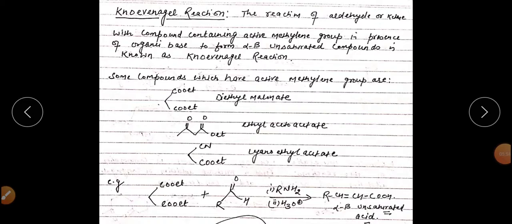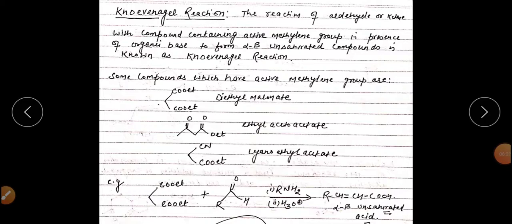And what happens in this reaction is that it is basically a reaction of an aldehyde or ketone with a compound which contains an active methylene group, right? There are so many compounds which contain an active methylene group, meaning they have an active CH2 group attached. For example, this is your diethyl malonate, this is the active methylene group. This is ethyl acetoacetate, which contains an active methylene group. This is cyanoethyl acetate, which contains the active methylene group.